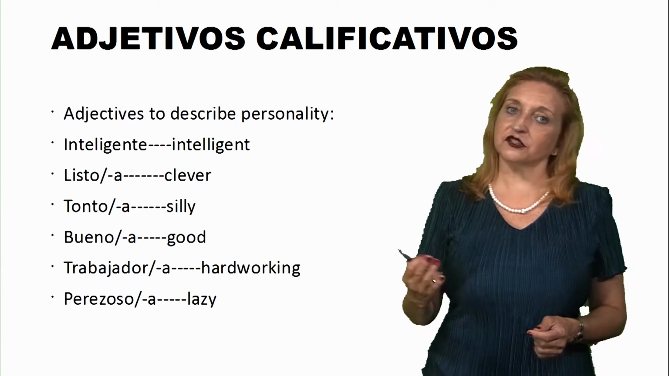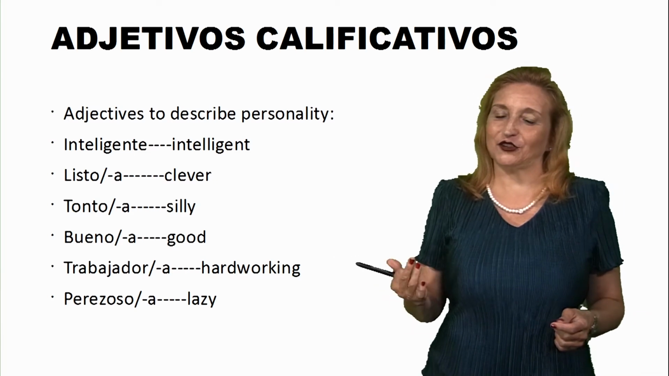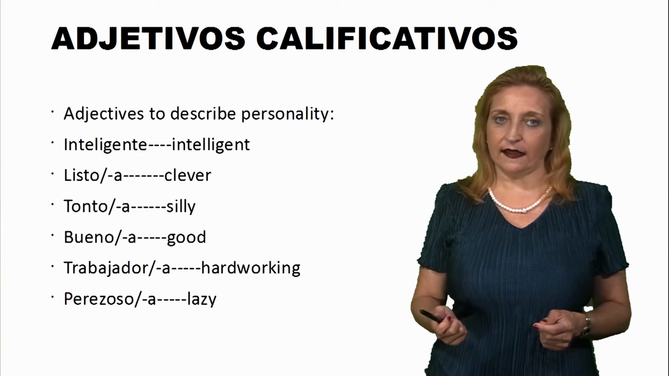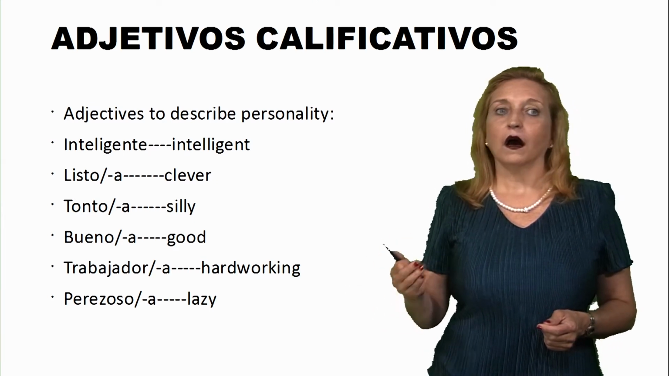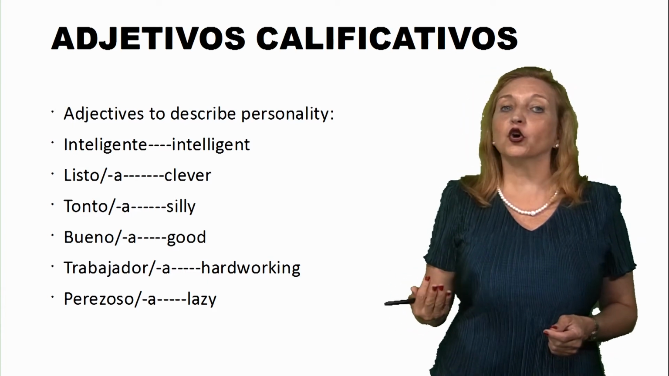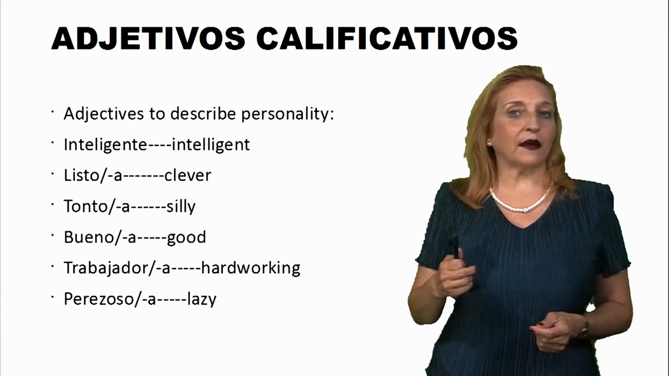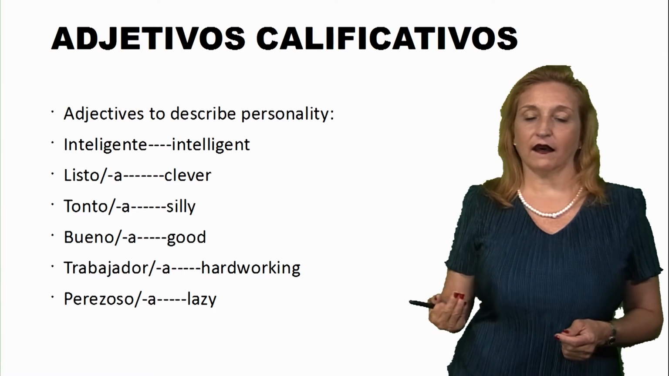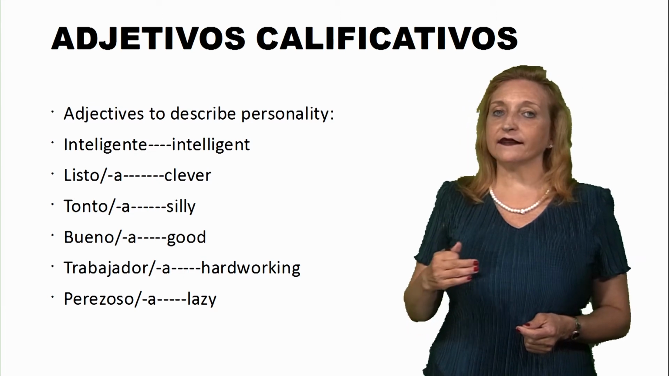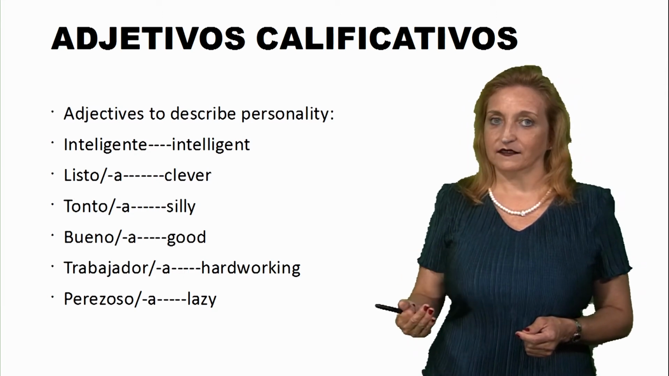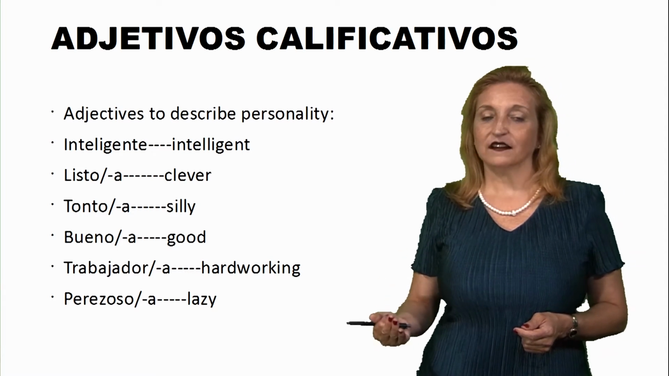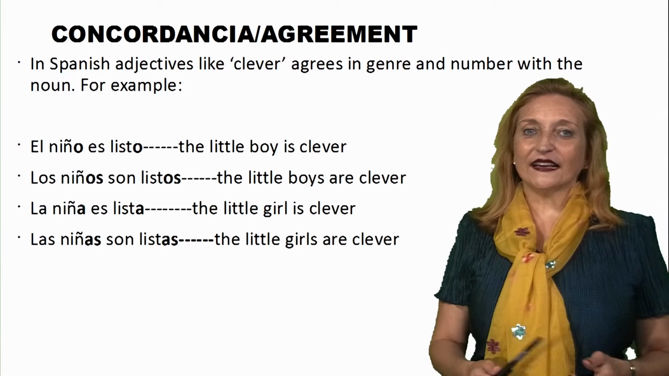Tonto, tonta. It's not a very nice word to say to a person, you are tonto, but well, sometimes it happens and we need to use it. And it's silly. Tonto, tonta. Bueno, buena. Nice person is good. Trabajador, trabajadora. Hard-working person. And another adjective, perezoso, perezosa. Lazy. Perezoso, perezosa, lazy.